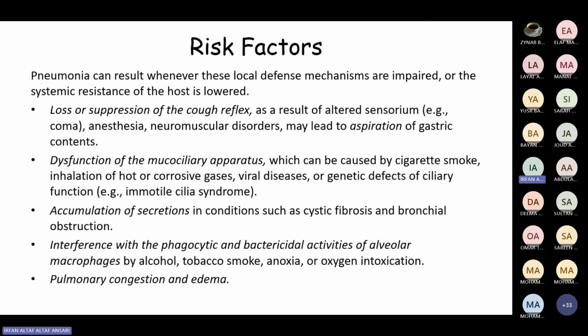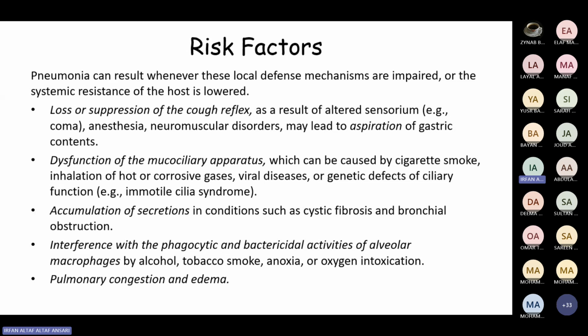As we discussed last time also, gastric aspiration is the commonest cause of acute lung injury or acute respiratory distress syndrome. So loss or suppression of the cough reflex can happen in coma, loss of consciousness, anesthesia, stroke, neuromuscular disorder. It might lead to aspiration of gastric content, and this gastric content will lead to progression of the bacteria in the lung. Dysfunction of the mucociliary apparatus. The respiratory tract epithelium is pseudostratified ciliated columnar epithelium. So cilia, you know better than me the functions of the cilia.